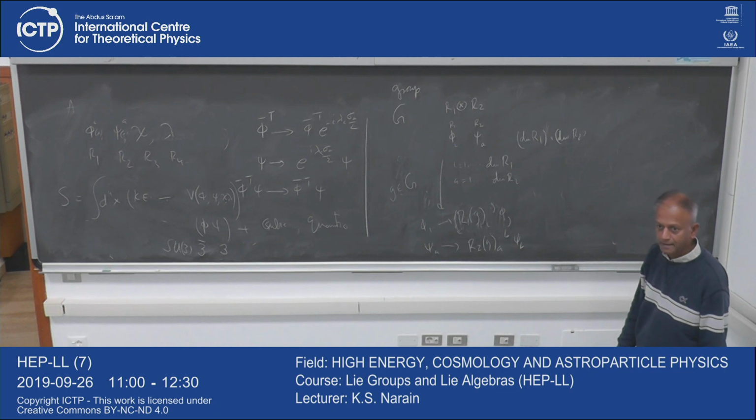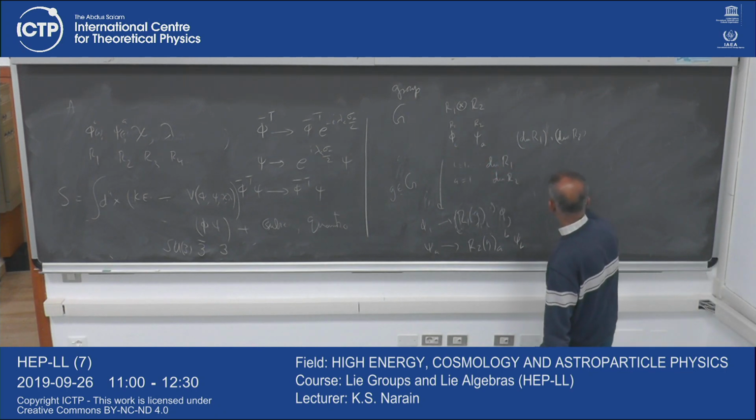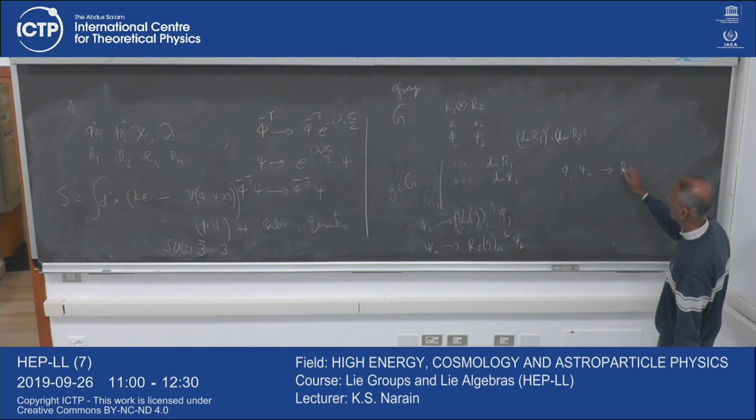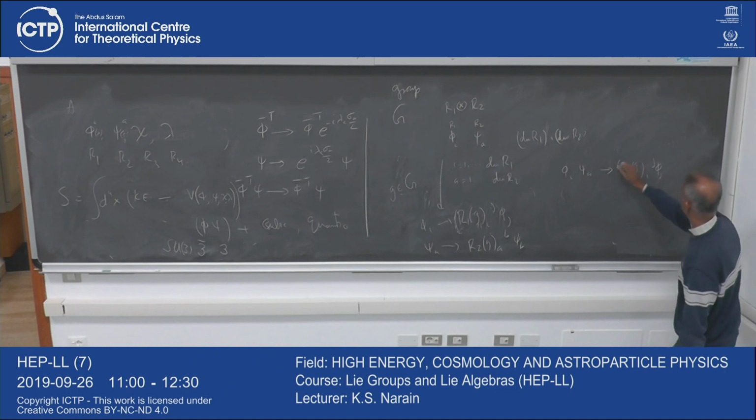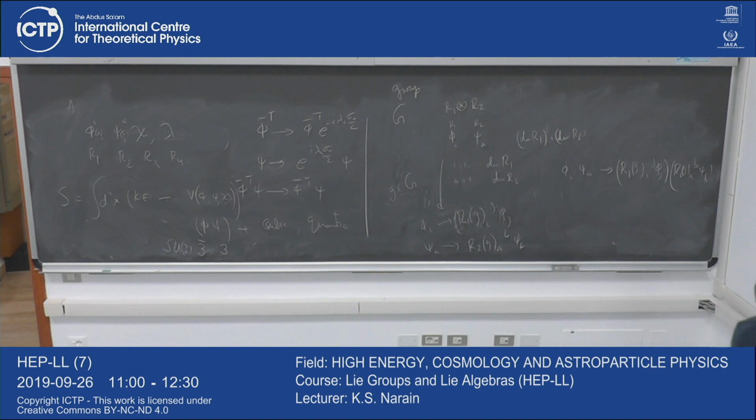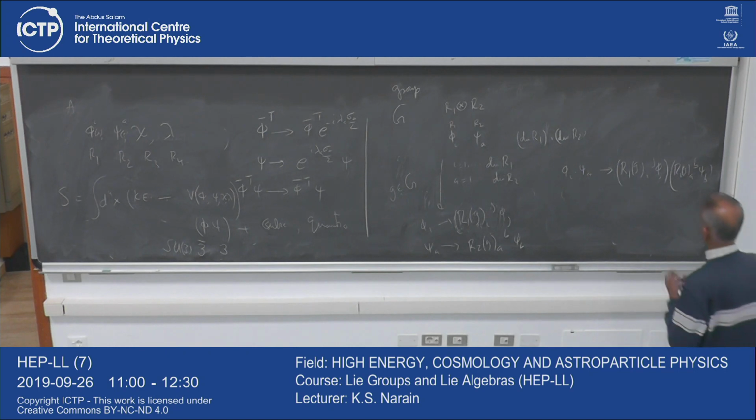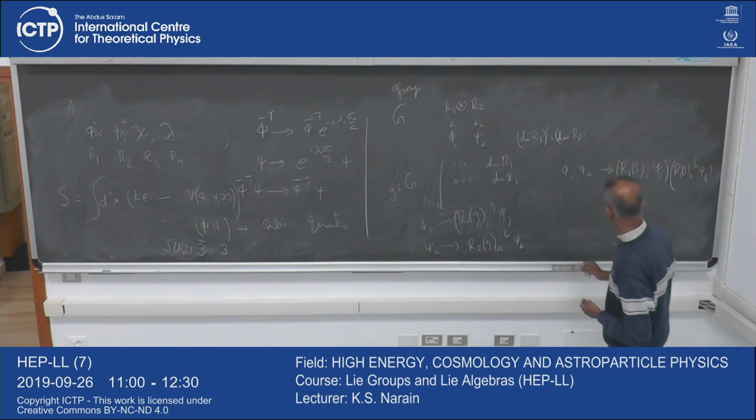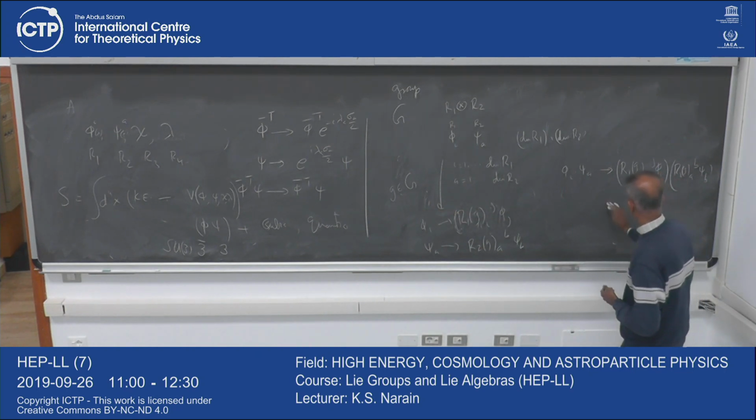So this is what's going to happen. This phi_I psi_A will go to the combination R1(G)_IJ phi_J times R2(G)_AB psi_B. Here J and B are summed over. So that's how it will go. But then you can ask the question: what is the infinitesimal version of it? This is a finite group element, right? So now I look at the infinitesimal version.